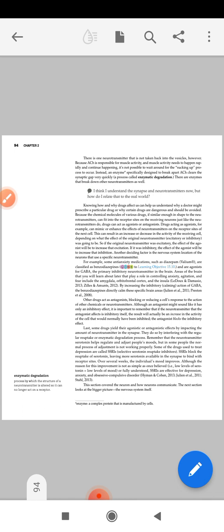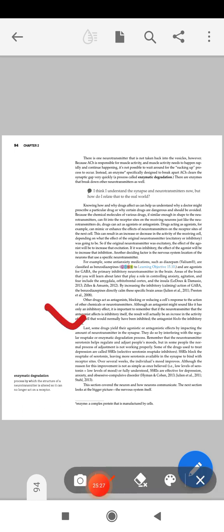Here it is given. Some drugs yield agonistic or antagonistic effects by impacting the amount of neurotransmitter in the synapse. They do so by interfering with the regular reuptake or enzymatic degradation process. Remember, the neurotransmitter serotonin helps regulate and adjust people's mood, but in some people the normal process of adjustment is not working properly. Some of the drugs used to treat depression are called SSRIs, selective serotonin reuptake inhibitors. SSRIs block the reuptake of serotonin, leaving more serotonin available in the synapse.